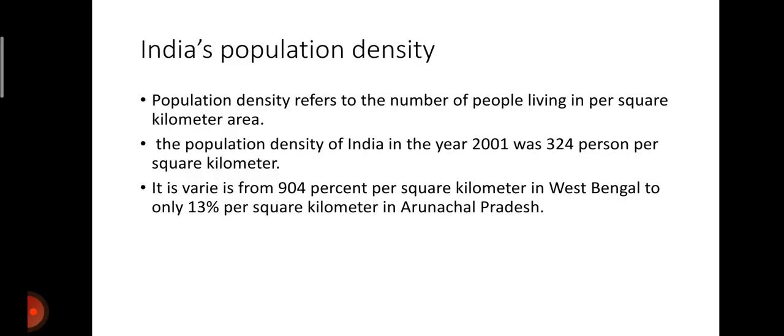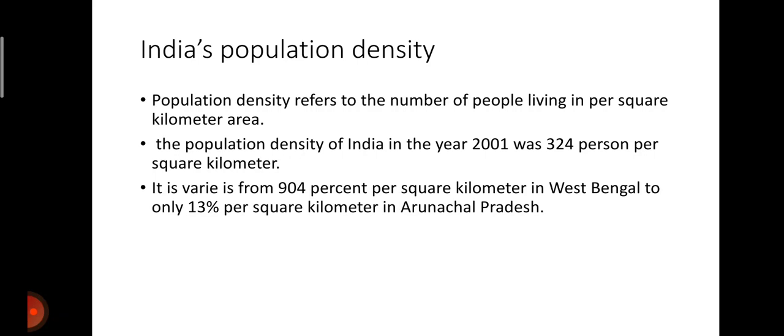India's density according to 2001 was 324 persons per square kilometer. It varies from 904 persons per square kilometer in West Bengal to 13 persons per square kilometer in Arunachal Pradesh.